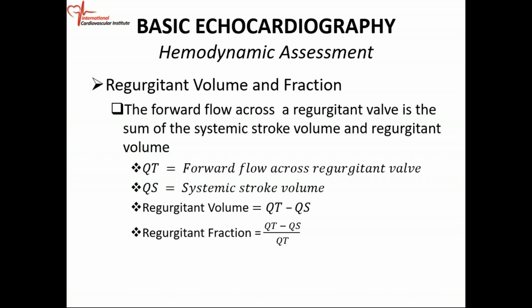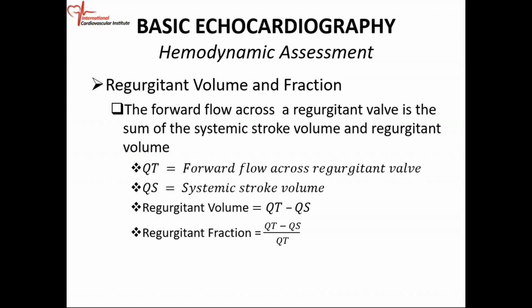So you have to sort of conceptualize that. When you have regurgitation of blood going from the left ventricle across the mitral valve into the left atrium, you're going to get an additional amount of blood in the left atrium. And that is why the left atrium gets larger and larger. The more significant the mitral regurgitation, the larger the left atrium is going to get because more blood is going backwards. So it stands that going forward, you're going to have more blood going forward, and that additional amount of blood is because you have the regurgitant volume. All right, so I hope you get that concept.